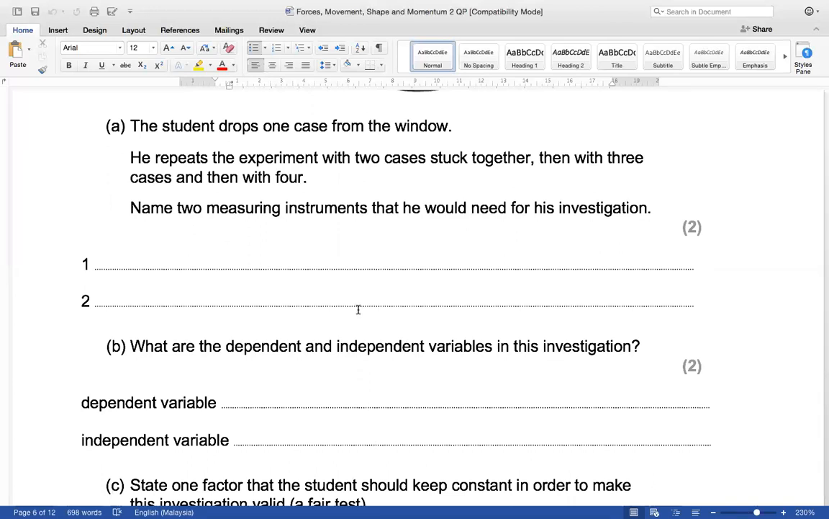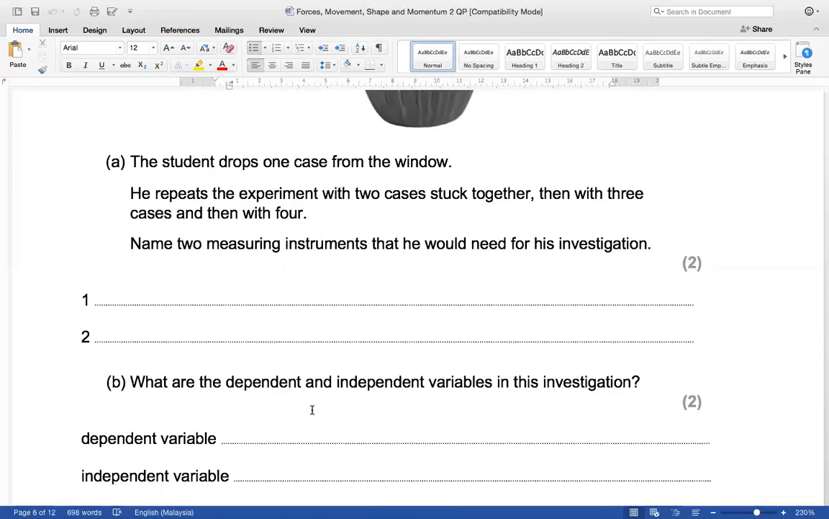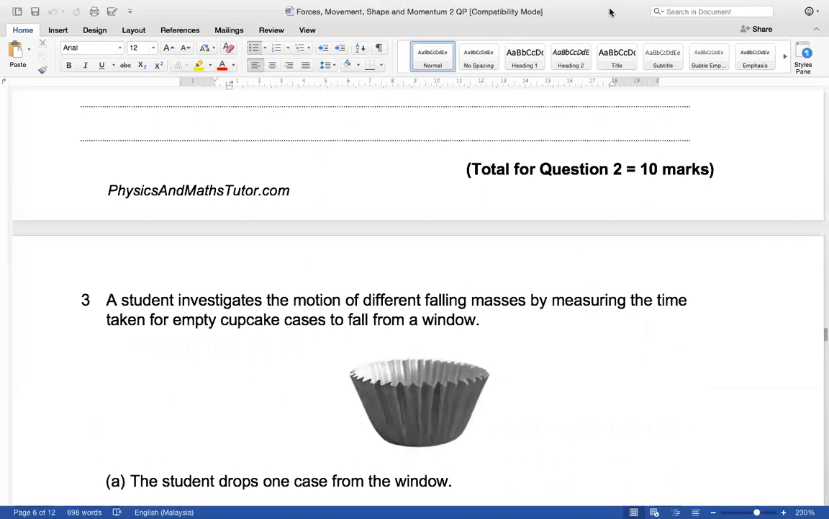Dependent is basically what you're measuring. When you change the independent, which is the mass, what is changing also? What is the dependent variable that depends on that? Time. Yes. So time taken for the fall.